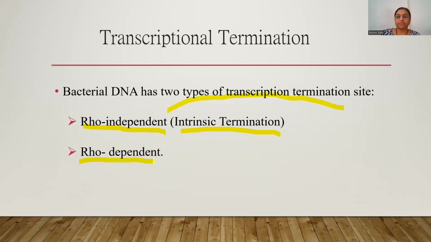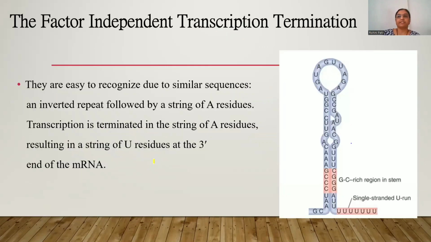Now, going towards the first one, which is factor independent transcription termination. When you look at the DNA sequences at the termination, you find that the recognition is due to similar sequences. The sequences which are recognized for the termination of transcription are similar in a number of genes. And what is that sequence? It is an inverted repeat followed by a string of A residues.